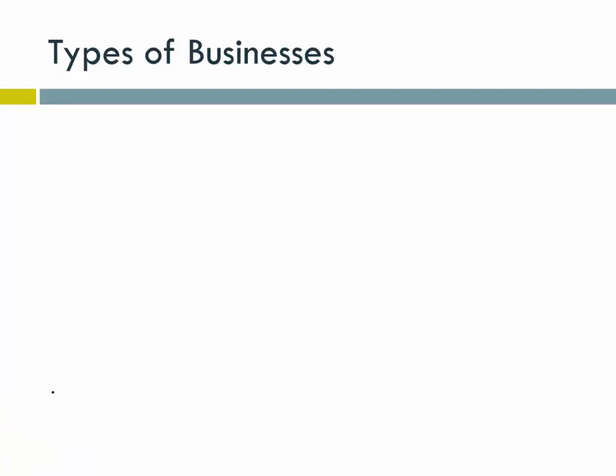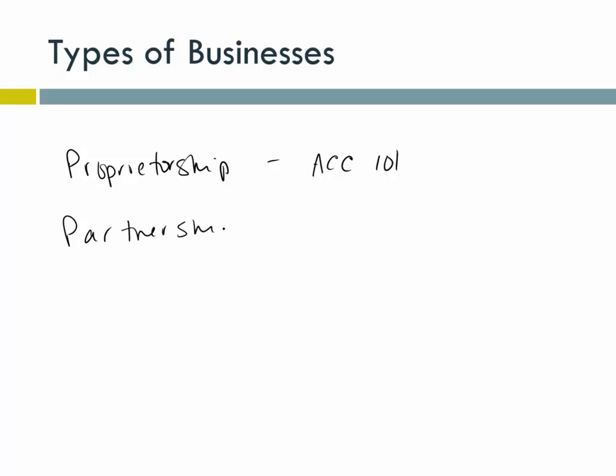We started out talking about the three types of businesses, and you may have had these in other classes. The first being a sole proprietorship, where we just have one owner. That's really what we covered in Accounting 101. Everything we did there was a sole proprietorship. The second form is a partnership, and that's what we're going to talk about in this chapter. And then the third form is a corporation. That's what we're going to talk about in Chapter 13.